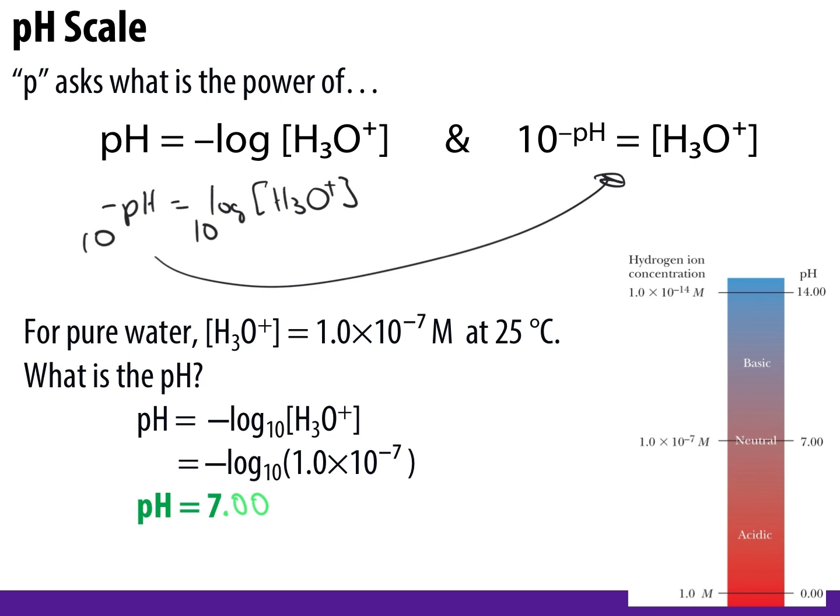Remember what the logarithm is. The log base 10 of 10 to the minus 7 is equal to negative 7. So we have negative 7 times negative 1 is equal to 7.00. Note the significant figures here. The only figures that are significant in a pH are the ones after the decimal place. So we had 2 significant figures here, and this is 2 significant figures in our result as well.